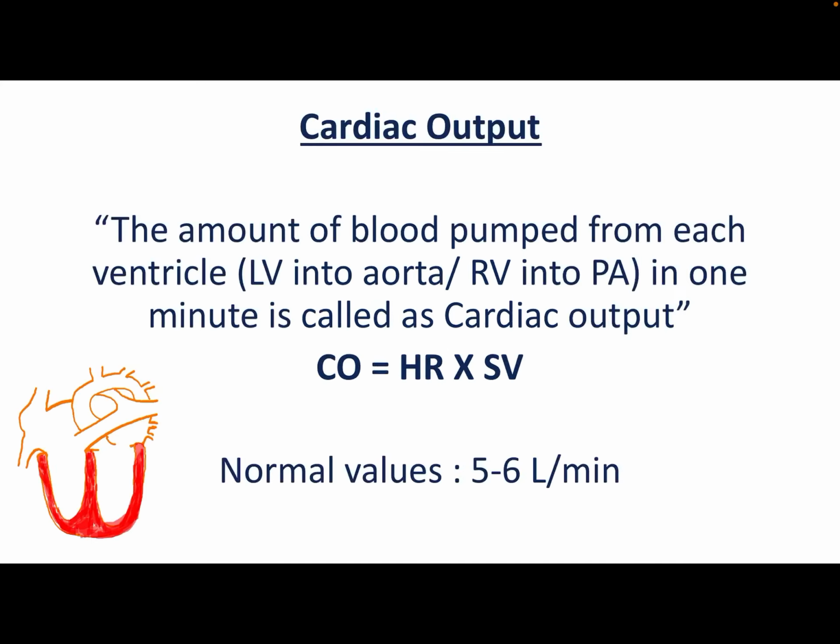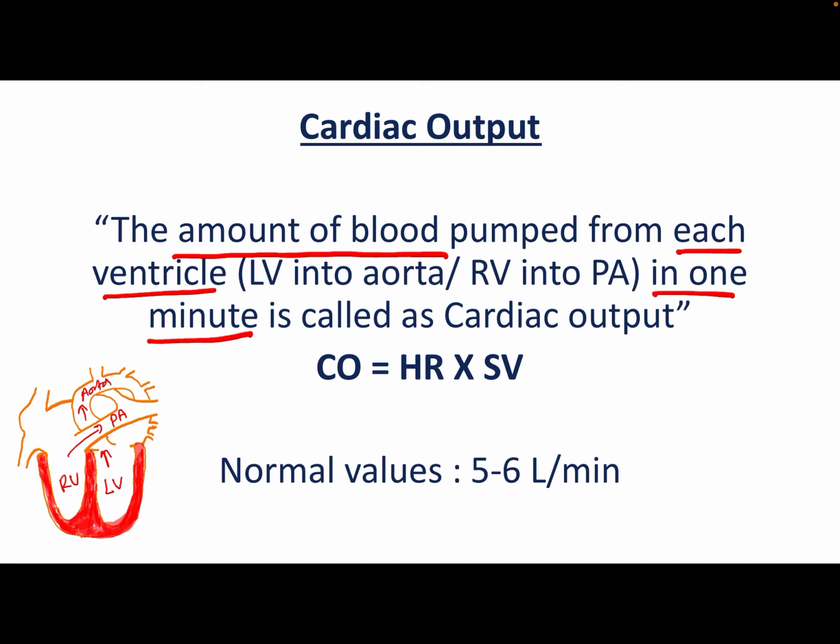The first one is cardiac output. Cardiac output is the amount of blood pumped from each ventricle in 1 minute. It is called the cardiac output. So the amount of blood pumped from the left ventricle into the aorta in 1 minute is the cardiac output. It is the same for the left ventricle and right ventricle. The right ventricle also pumps an equal amount of blood into the pulmonary artery in 1 minute. So cardiac output for the left and right ventricle is the same.